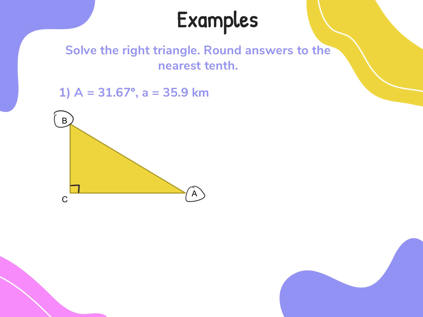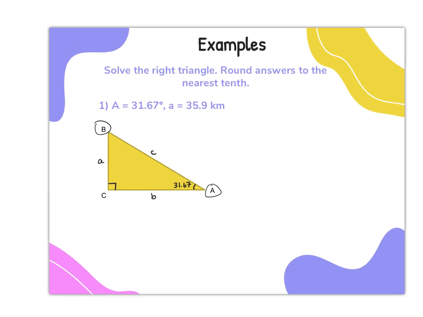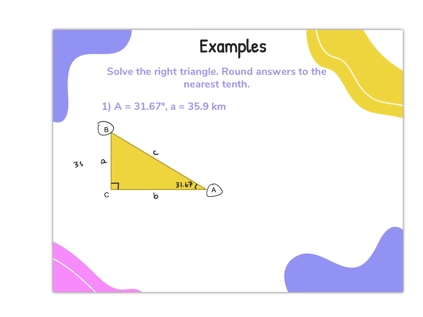So I know that in this triangle, little a is side BC, little b is side AC, and the hypotenuse, again, is c. So I have to look at what they've given me, and in this triangle, they gave me angle A, which is 31.67 degrees, and they gave me little a, the length of the side opposite it, which is 35.9. They want me to round all my answers to the nearest tenth, and they want me to solve the triangle.